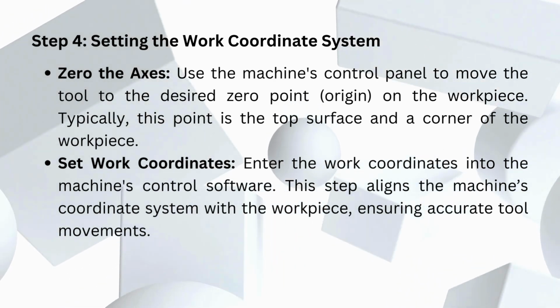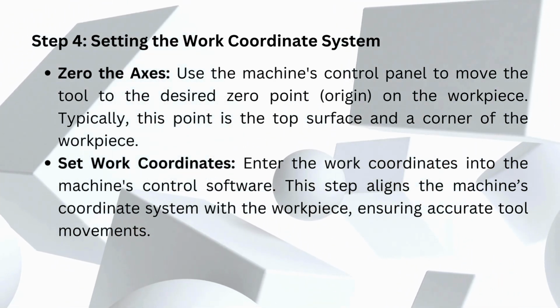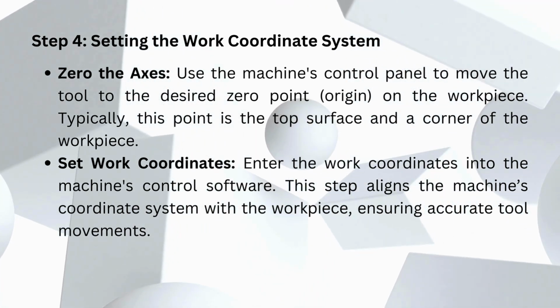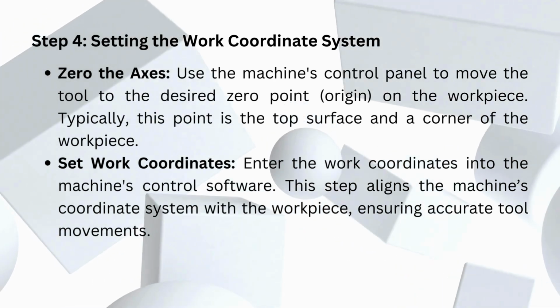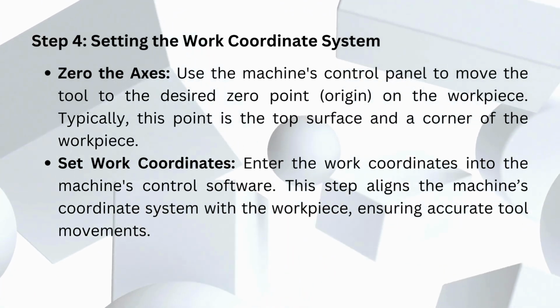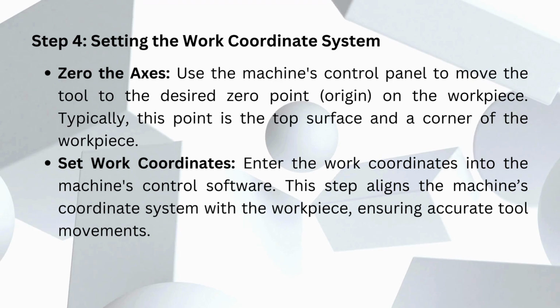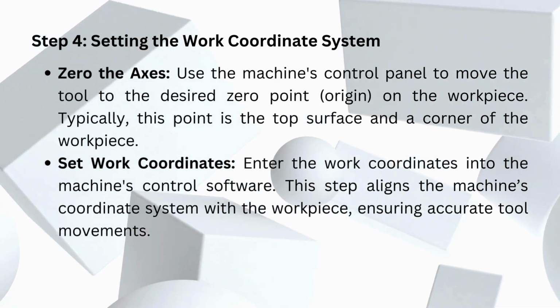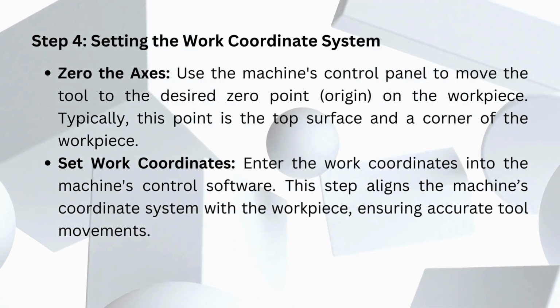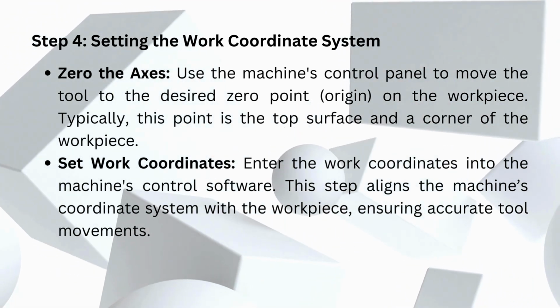Step 4. Setting the work coordinate system. Zero the axes. Use the machine's control panel to move the tool to the desired zero-point origin on the workpiece. Typically, this point is the top surface and a corner of the workpiece. Set work coordinates. Enter the work coordinates into the machine's control software. This step aligns the machine's coordinate system with the workpiece, ensuring accurate tool movements.